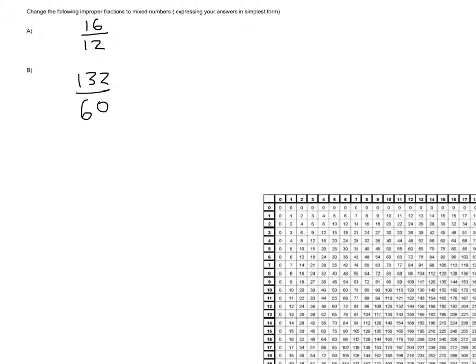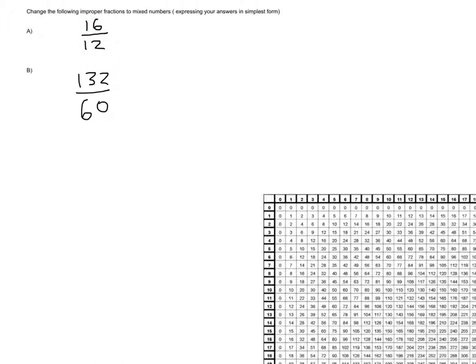Okay, so the next question in the practice test was for you to change the improper fractions you see here into mixed numbers. Now remember, in order to change it to a mixed fraction, you need to find out how many times the denominator goes into the numerator. So in this case, we've got 16 over 12. It's improper because the denominator is smaller than the numerator, or the numerator is bigger than the denominator. So that's called an improper fraction.